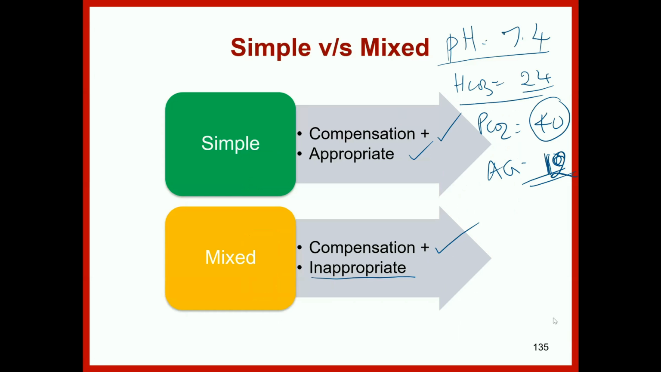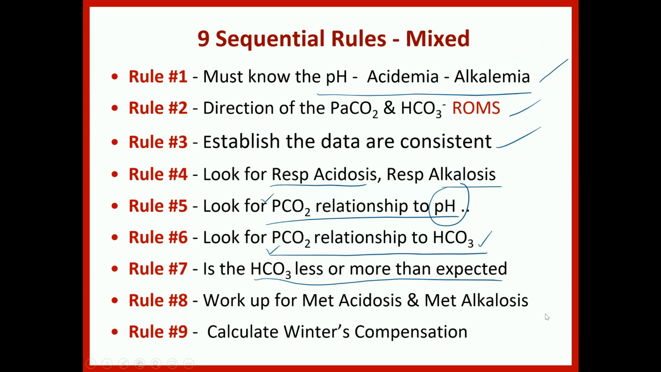I told you these are the rules. First, look at the pH, whether it is acidemia or alkalemia. Next, go to the PCO2. Is the PCO2 less than 40 or more than 40? If the PCO2 is going down along with the pH, it is metabolic. If the pH is going down and the PCO2 is going up, then it is respiratory. ROME, you know. Consistency also you have to verify, for those two questions as well.